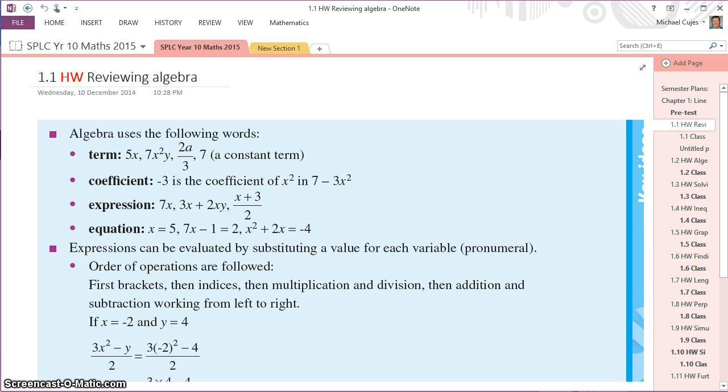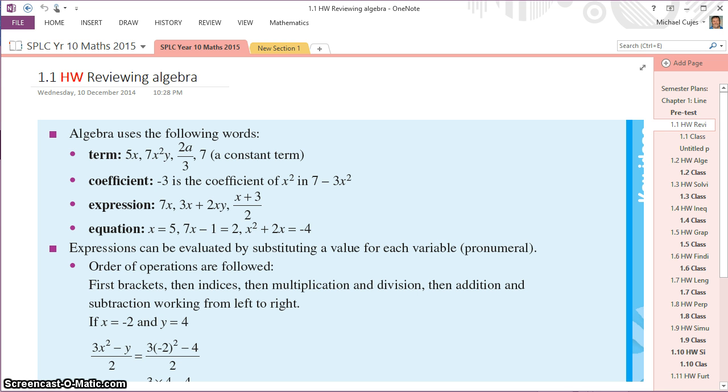Section 1.1 is just a review of algebra, so this certainly won't take us too long. We'll just have a quick run through some terminology and what you're looking forward to in this first exercise. So the important thing there, you can see obviously there's some definitions: term, coefficient, expression and equation.